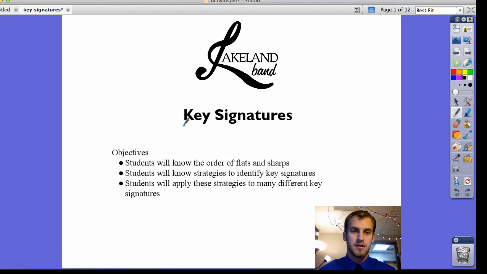Today we're going to be talking about key signatures. By the end of this lesson, students should know the order of flats and sharps. Students should be able to know strategies to identify key signatures, and finally, students will be able to use these strategies to find many different key signatures.